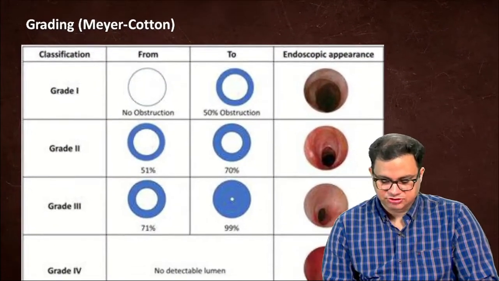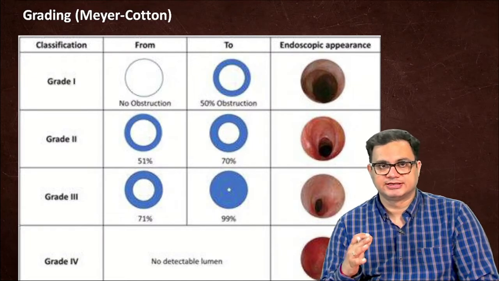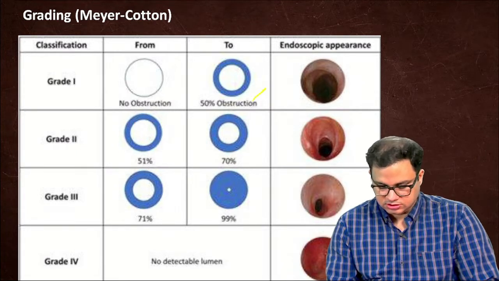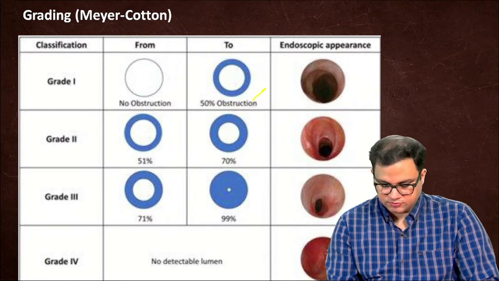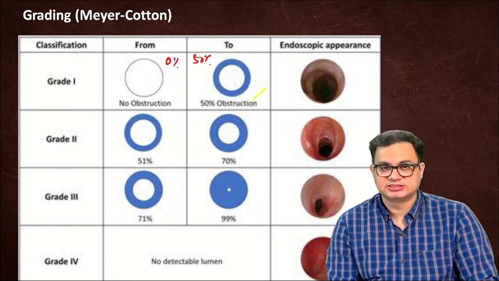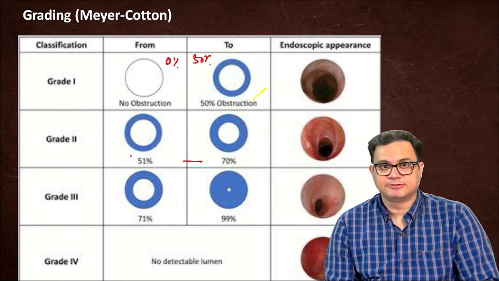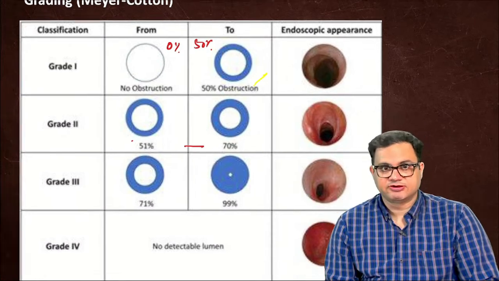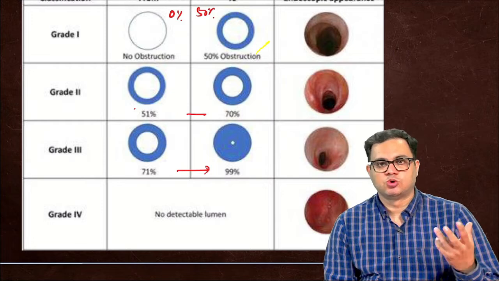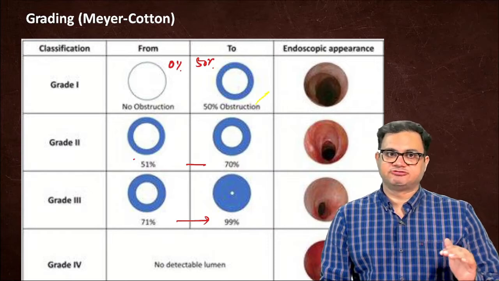Now there is a grading done by Myer and Cotton, and they have classified it into 4 grades. Grade 1 is from no obstruction to 50% obstruction, that is 0% to 50%, and grade 2 is from 51% to 70%. Grade 3 is 71% to 99%, and grade 4 is when there is no detectable lumen. Very important, just to revise, Myer Cotton grading is classified into 4 grades.